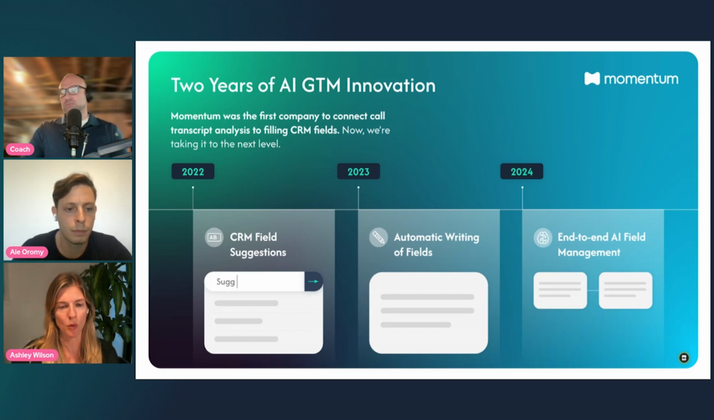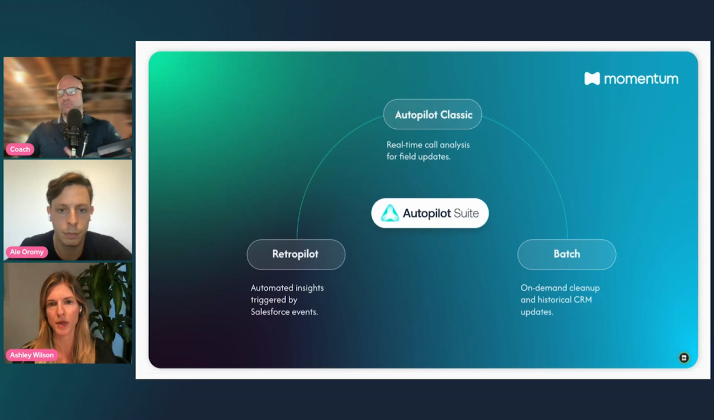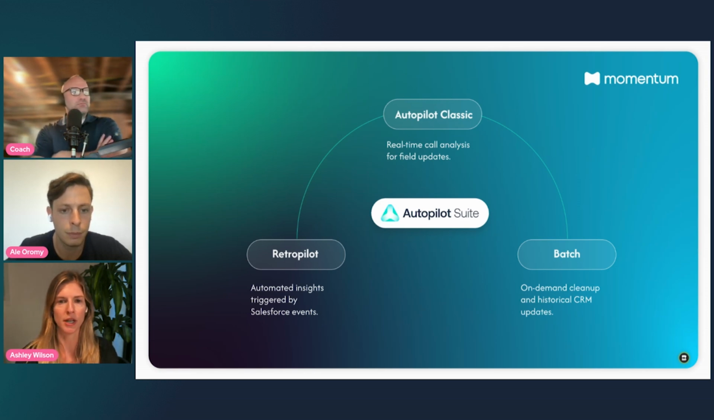So let's dive into what we're specifically launching today. So we've got the Autopilot Classic. That's what we've had to date, which has been, after a call, push as many fields to Salesforce as you want. You could think of this as, I want to make sure I have a next step for every call, or I want to start tracking the competition.